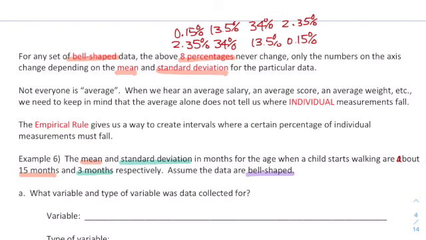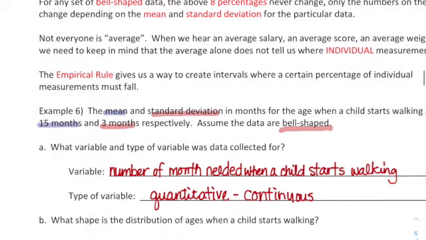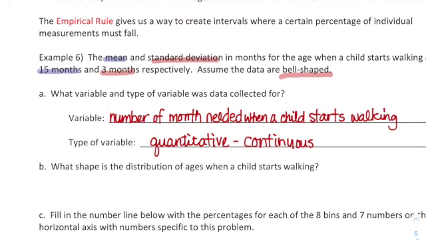Let's go back and use our symbols. Mean is X bar. Standard deviation is your S. For question letter A, what type of variable was data collected for? Variable is number of months needed when a child starts walking. Type of variable is quantitative, because how many months? It's continuous because it could be down to the minute, the second, and all those kinds of things. So that's continuous.